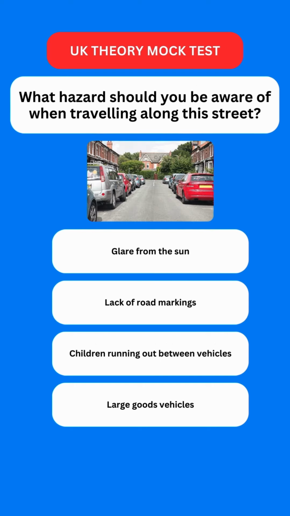Next question is, what hazard should you be aware of when traveling along this street? Options are glare from the sun, lack of road markings, children running out between vehicles, or large goods vehicle. So the correct option is the third one. You should be aware of children that may run out between the vehicles.